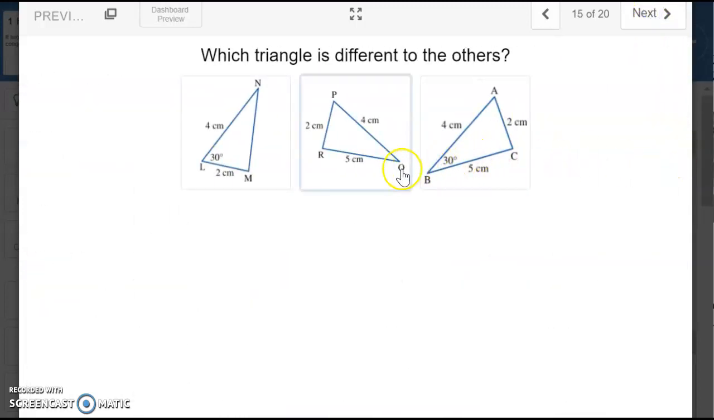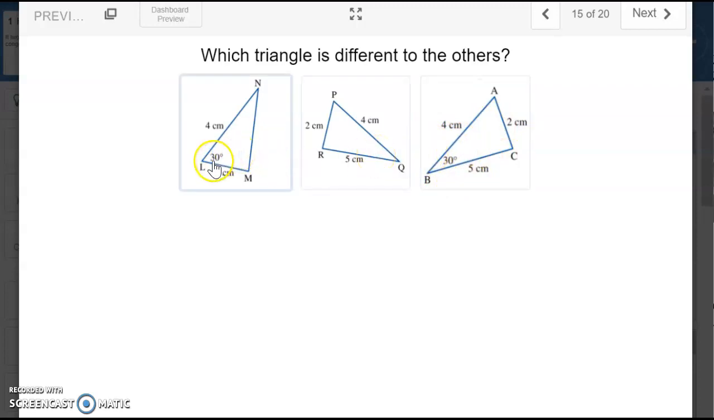Alright, which triangle is different from the others? Okay, so this time we have 4 centimeters, 2 centimeters, and 30 degrees. 2, 4, 5 and 2, 4, 5. We're actually given more information about this angle. I know the sides are the same between these two, so they satisfy the side, side, side rule.